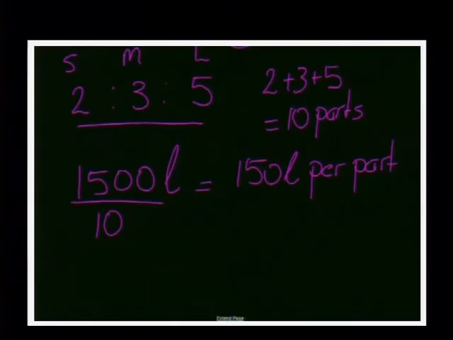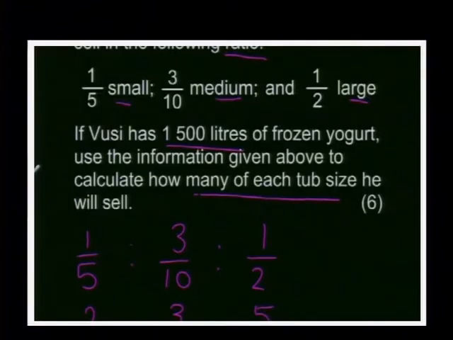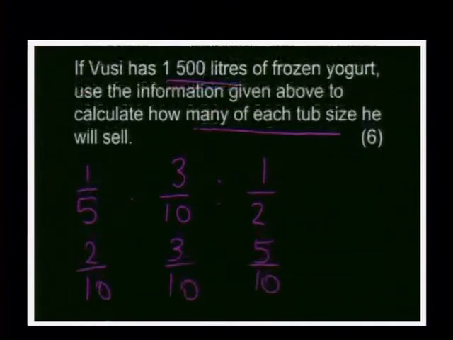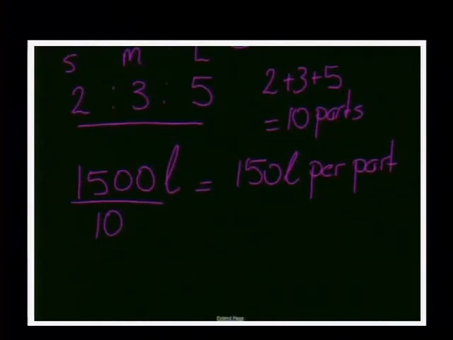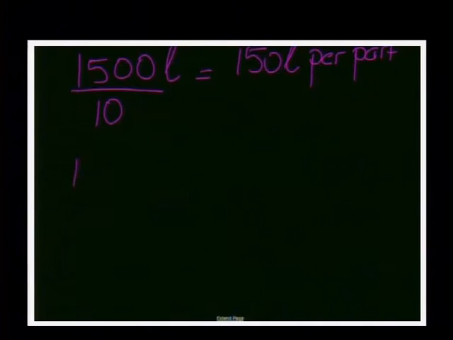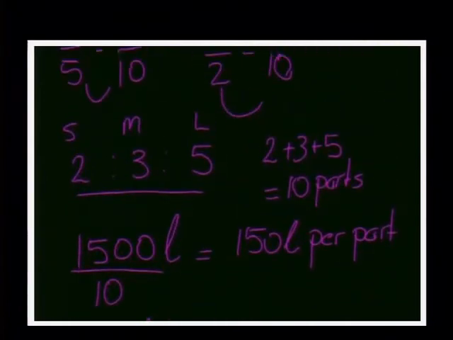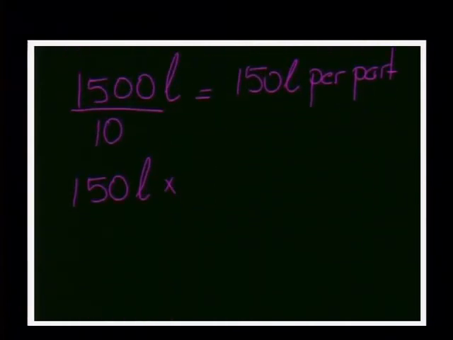But that hasn't answered the question, because the question said, how many of each tub size will he sell? So let's go back to our ratio. We know we need 150 litres per part. And now I'm going to multiply by my ratio, because I needed 2 parts of small. So my small, I needed 150 times 2, which is 300 litres.